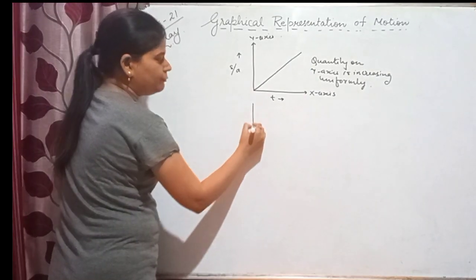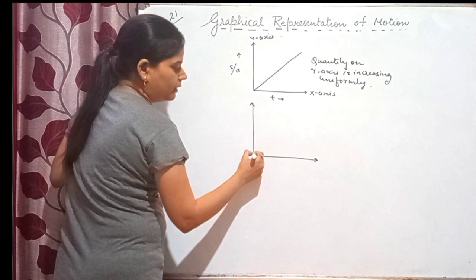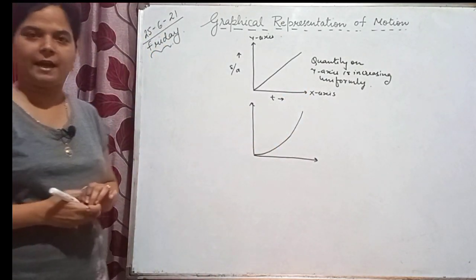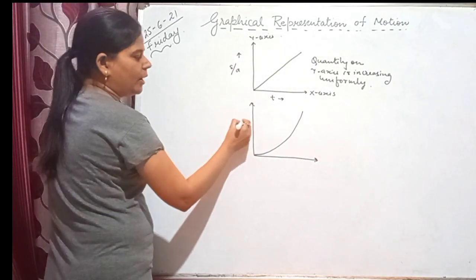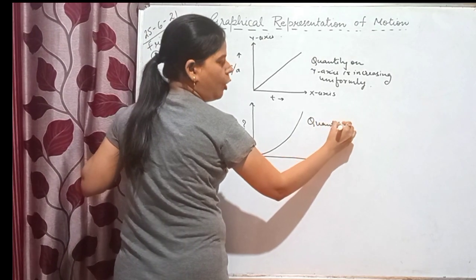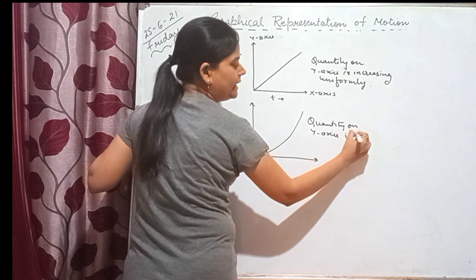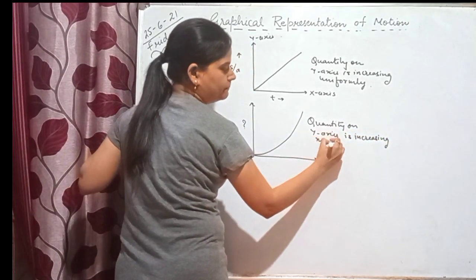Secondly, in case you find a graph going up in a curved way, not in a straight line, what does it represent? That the quantity on the y-axis is increasing non-uniformly.